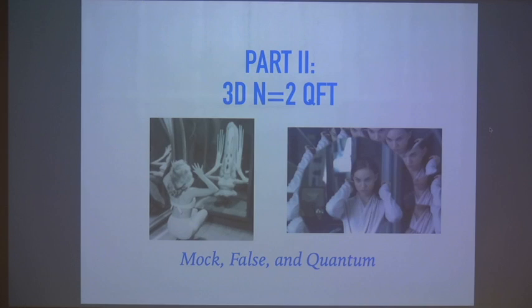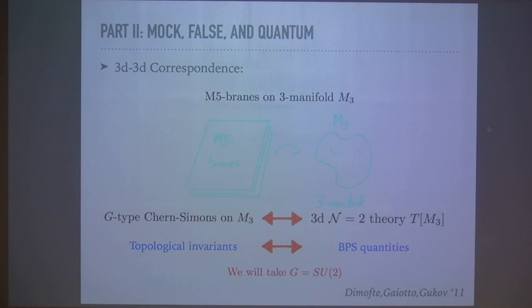And now I want to go to a totally different example, which is a connection between number theory and three-dimensional N=2 quantum field theory. And I'll explain what these objects are as I go throughout and why these pictures are here. Okay, so let's start with a setup again. We'll consider five-branes now wrapped on a three-dimensional manifold, which I'll call M3.